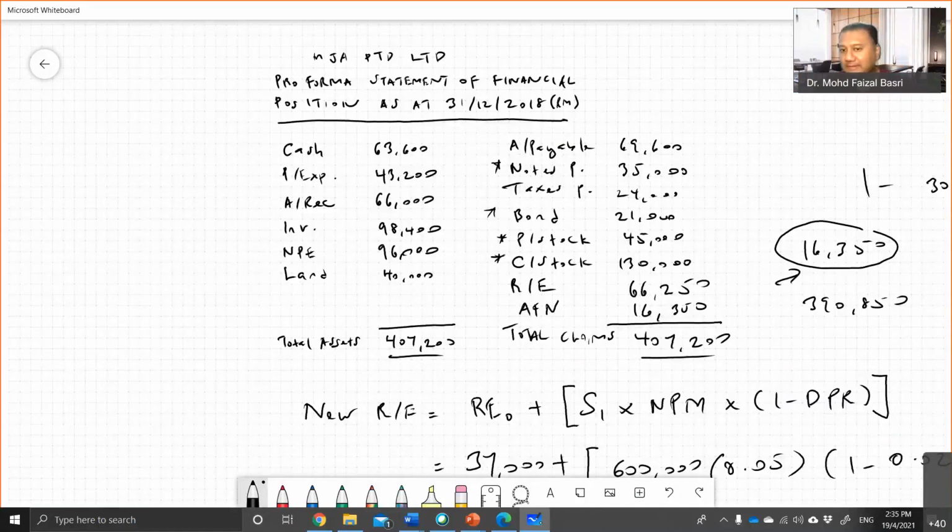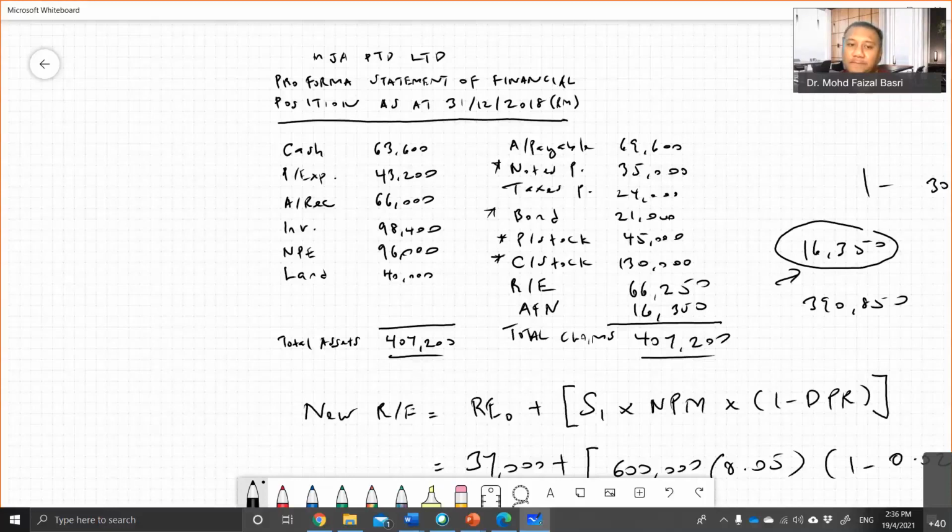Okay, so when you calculate, or when you add everything here, it shouldn't be the same as total assets. There will be a difference, and that difference is known as AFN, additional funds needed. So with that, now we balance both sides for our 7,200, and we got to know also the amount that we need to borrow from external parties, which is 16,350.